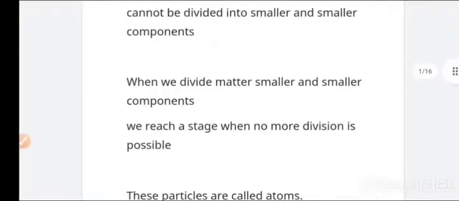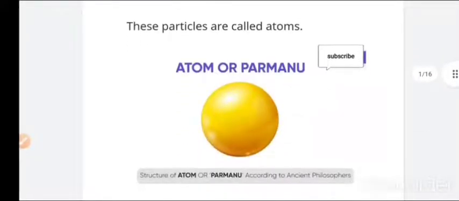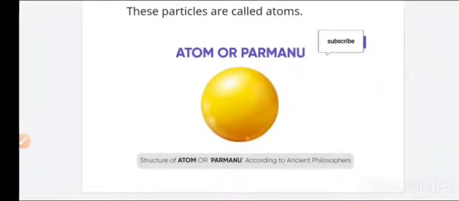Let's take an example. Let's take a brick. We need to break it, and at some time we get a stage which cannot be further divided. We cannot divide that part. This is known as an atom. This is the structure of the atom. This is the picture of the atom, or we call it paramanu.